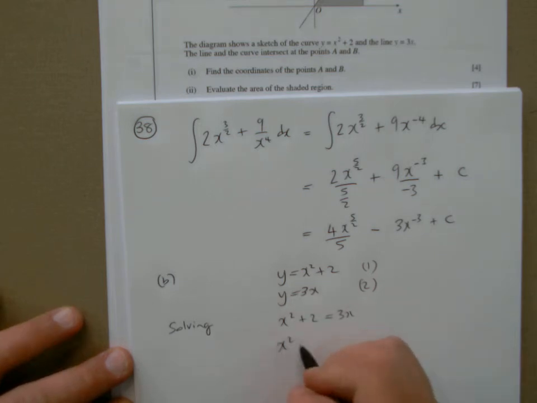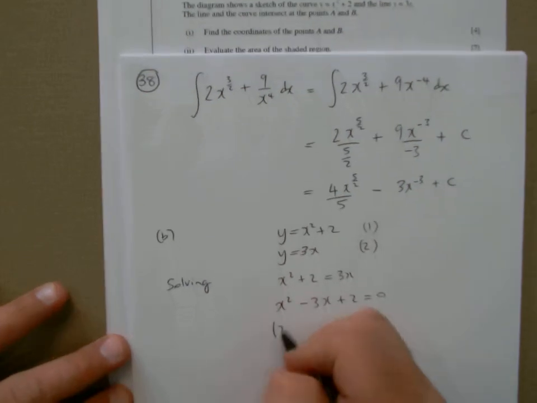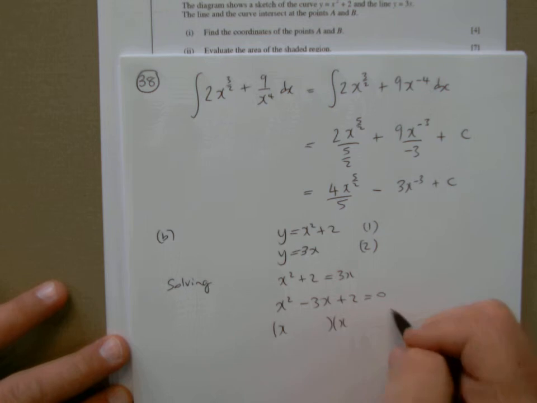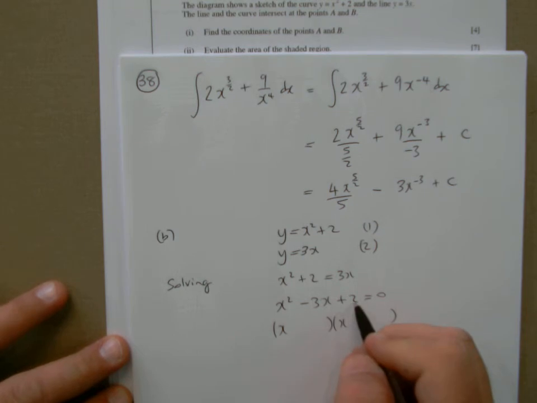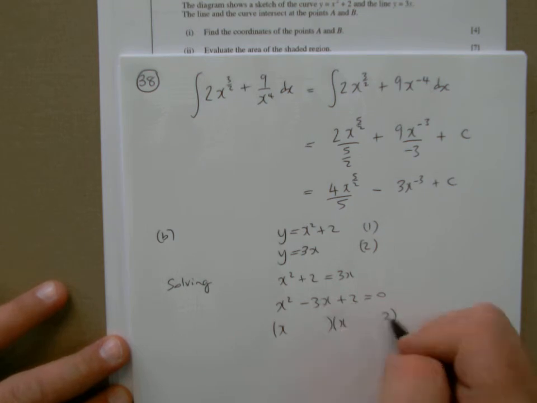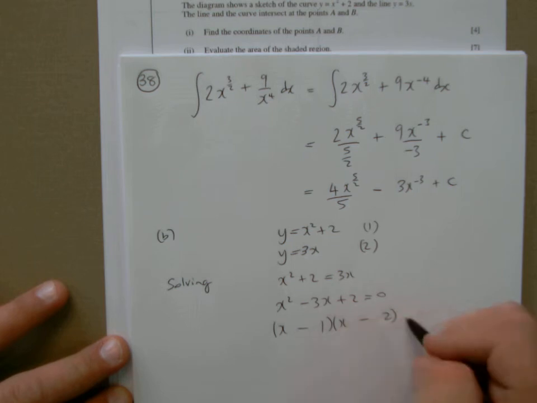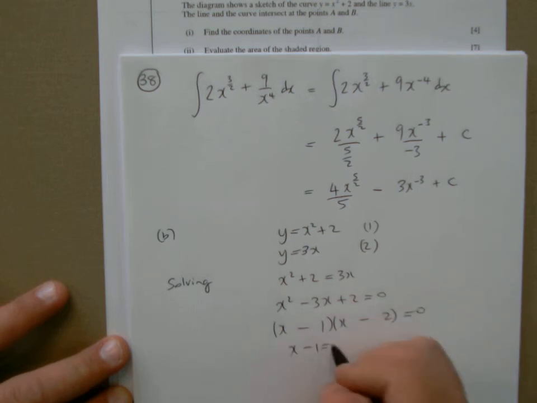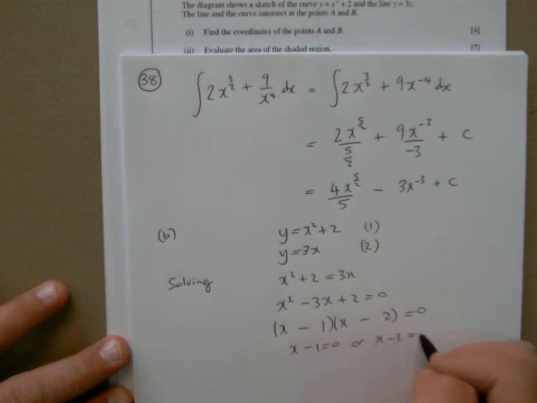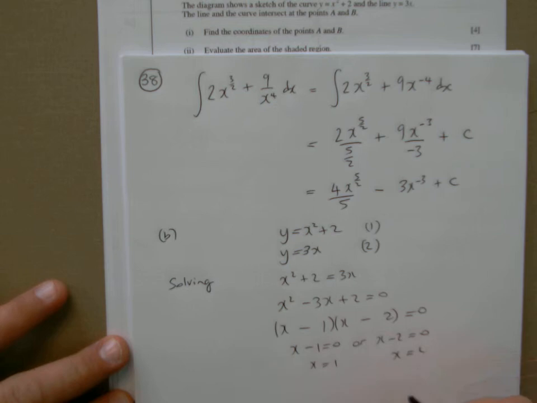Okay, so then get the 3x over the other side, so we get that, and then bracket them. Two numbers that multiply to give positive 2, add up to give minus 3, so 2 and 1, because they both have to be minus. So x minus 1 will be 0, or x minus 2 will also be 0. So then x will equal 1, x will equal 2. And in that case then, we can work out what y is going to be, because y is 3x, isn't it? So you just sub it in. So y will be 3, and y will be 6 there.